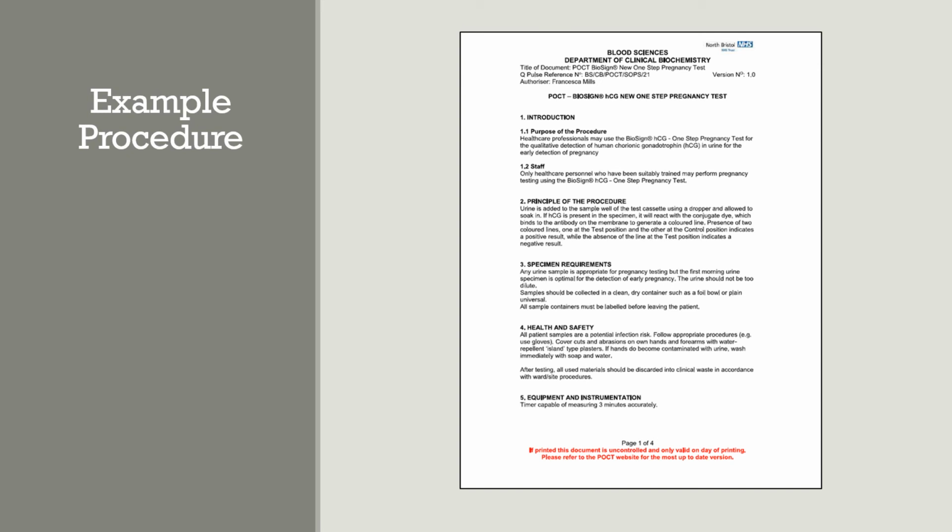So this is a procedure for a point-of-care urine pregnancy test. And the kit being used in this particular lab is the BioSign HCG new 1-step pregnancy test. So the first part of this procedure is the introduction, and it includes the purpose of the procedure and the staff that are permitted to perform the testing. Section 2 is the principle of the procedure, which essentially explains how the test works. Section 3 outlines your specimen requirements. Section 4 discusses health and safety, and Section 5 lists required equipment and instrumentation. So on this first page, the section on specimen requirements fulfills the CLIA requirement number 1 about specimen collection and acceptability.